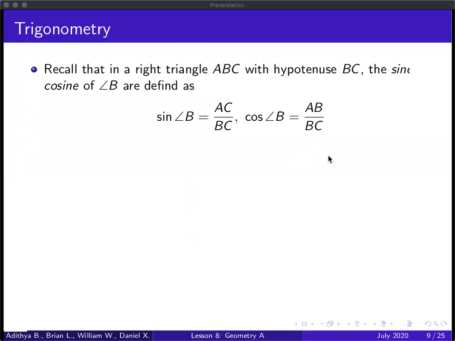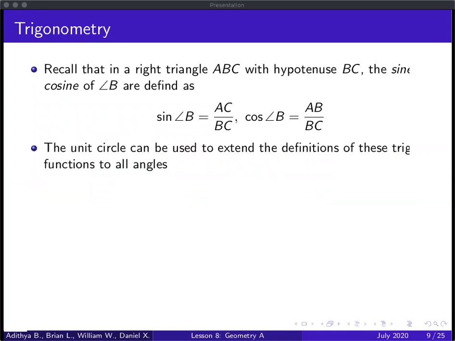And so if you have a right triangle ABC, then the sine of angle B is defined to be AC over BC, and the cosine is defined to be AB over BC. And likewise, the tangent is just sine over cosine, so AC over AB. And so the way that we normally define them is with the unit circle. And so we can extend these definitions for all of the angles on the unit circle.